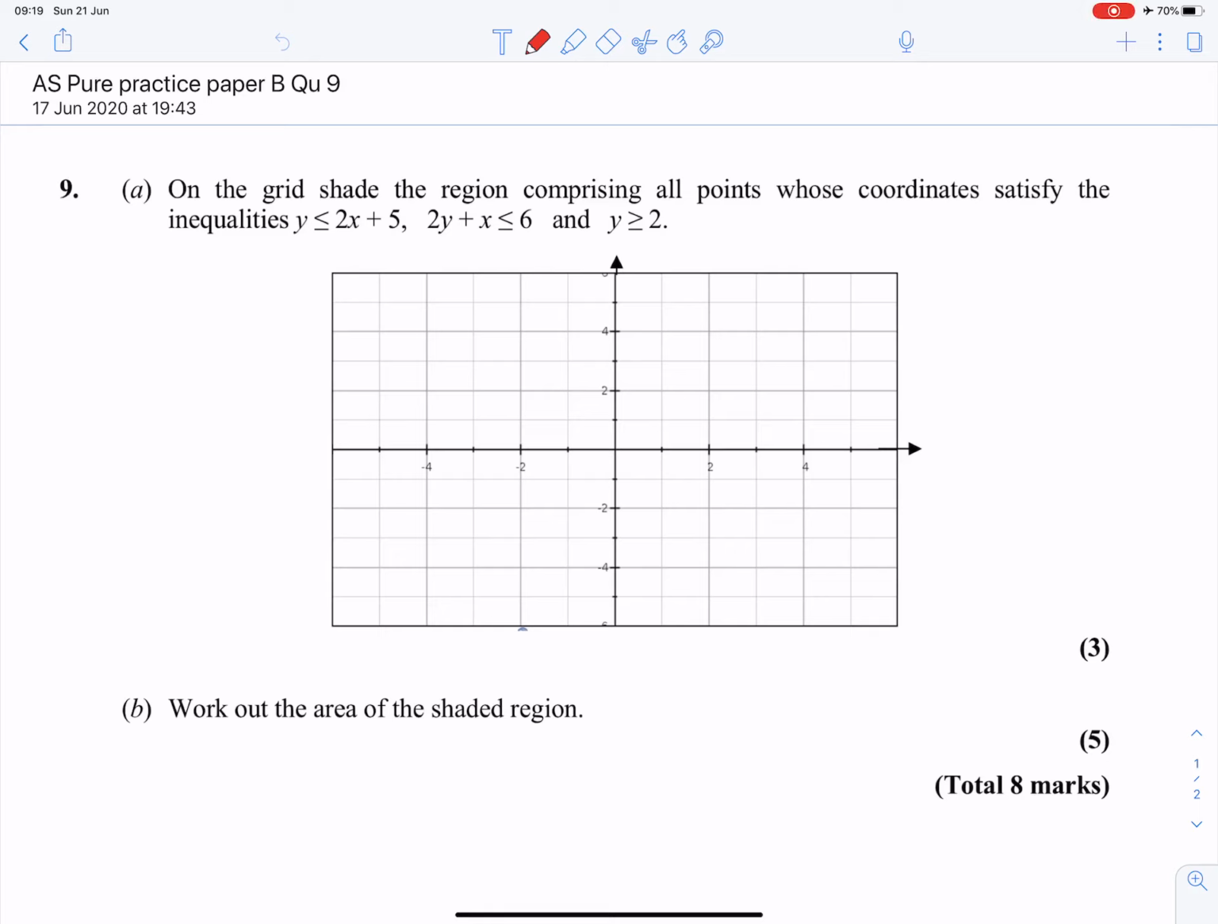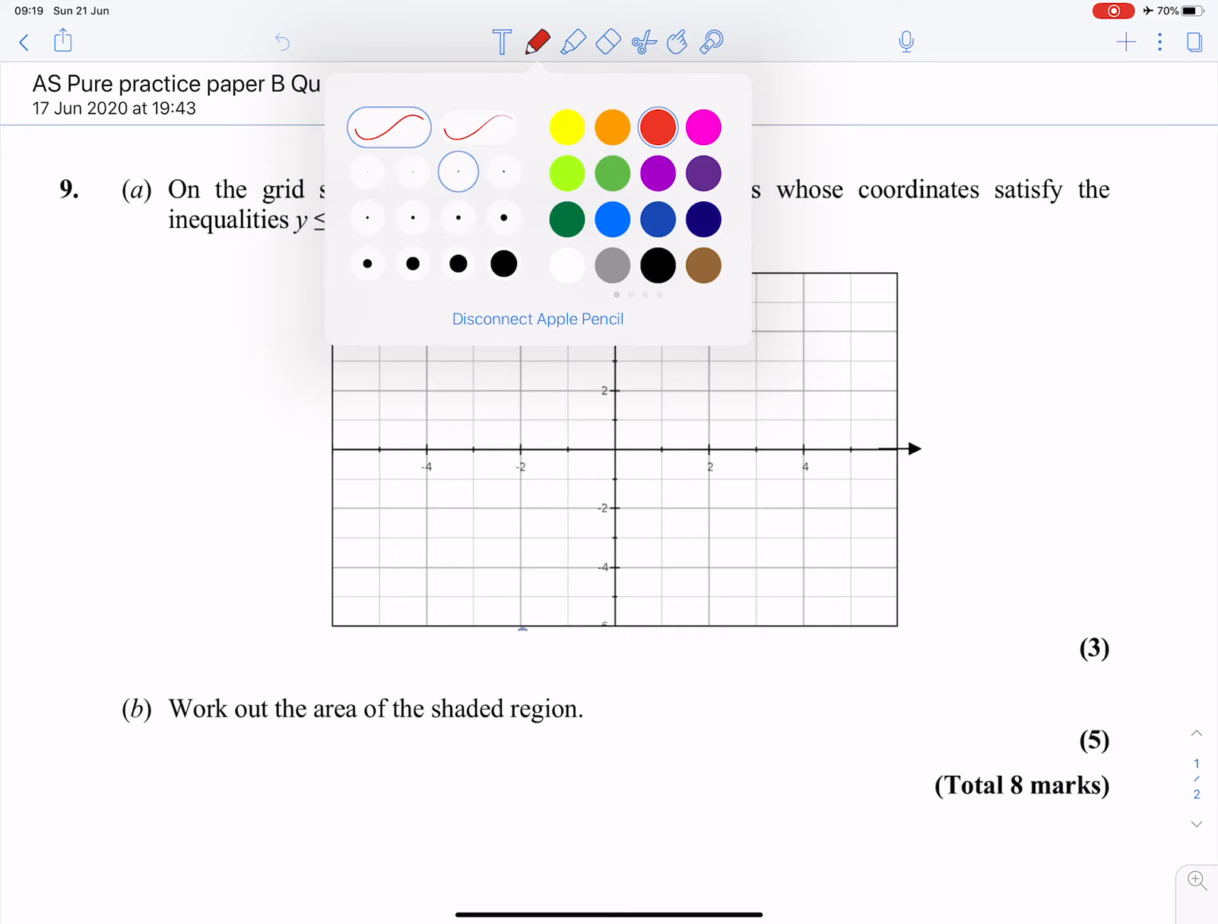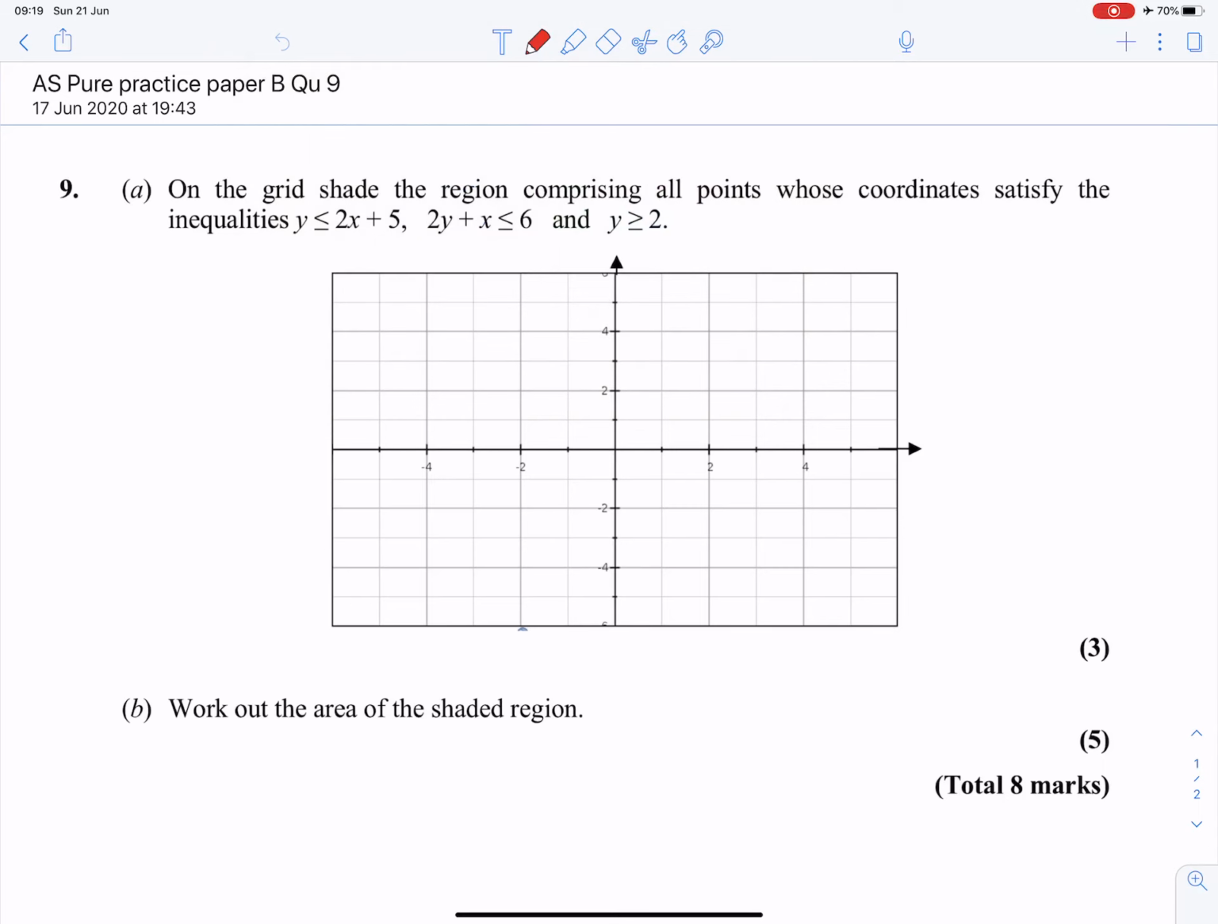Okay, on the grid, shade the region comprising all points whose coordinates satisfy the inequalities. Okay, so I'm going to start by getting rid of, sketch lines, and I would shade out, shade or hash really out, unwanted regions.